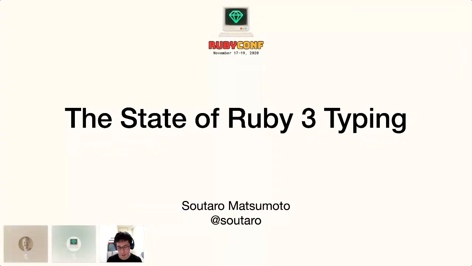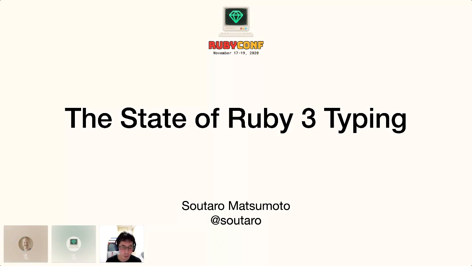Okay, hello. Good afternoon. My name is Soutaro. I'm an engineer working for Square in Tokyo. So yes, I'm speaking from Japan, and it is 6 a.m. now, so it's early morning. It's fine. I developed a type checker for Ruby called Steep. I'm also a member of the Ruby committers team and working on types in the team too.